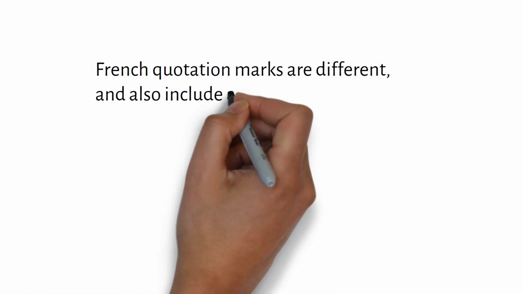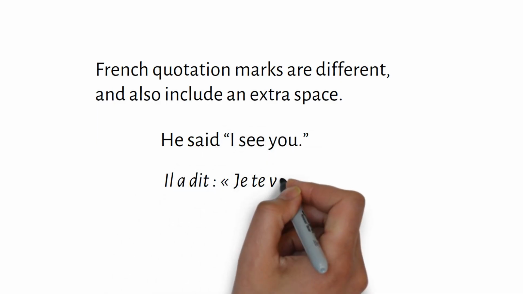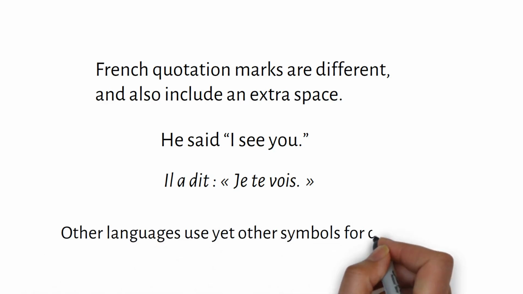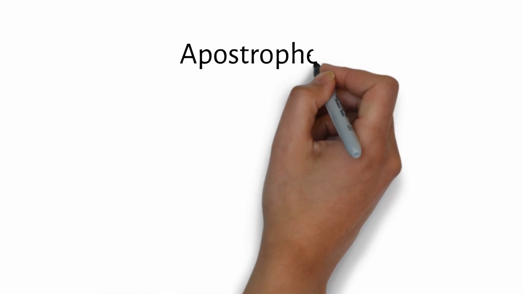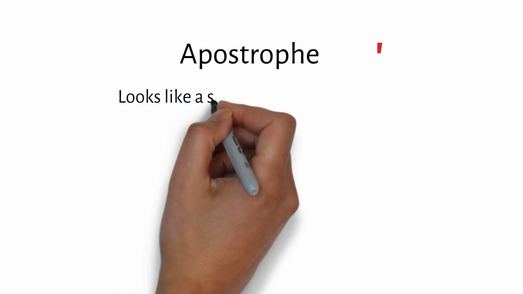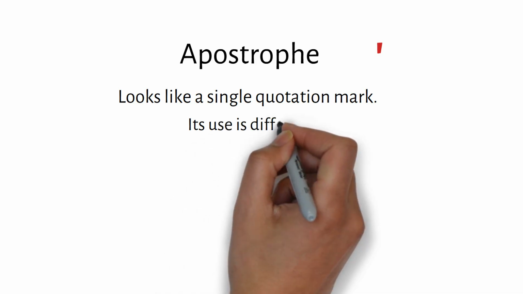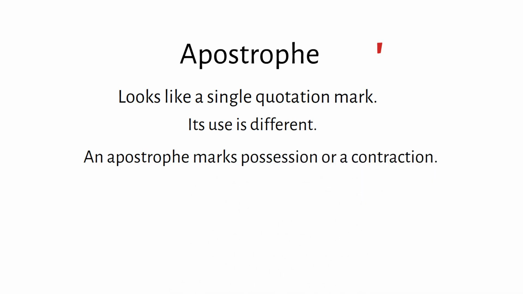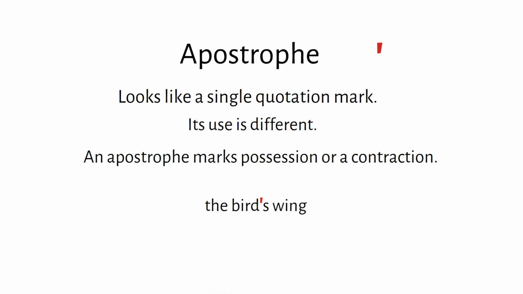French quotation marks look different and include an extra space. He said, "I see you." Other languages use yet other symbols for quotations. The single quotation mark looks a lot like an apostrophe. Let's talk about that. An apostrophe does look like a single quotation mark, but of course, its use is different. An apostrophe marks possession, or a contraction. The bird's wing. He's going home.